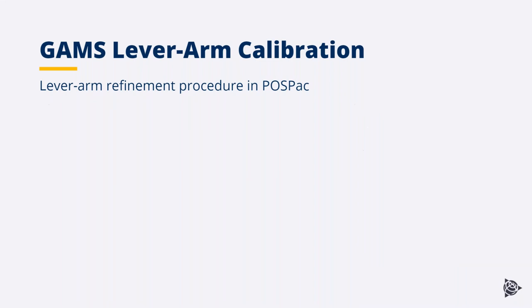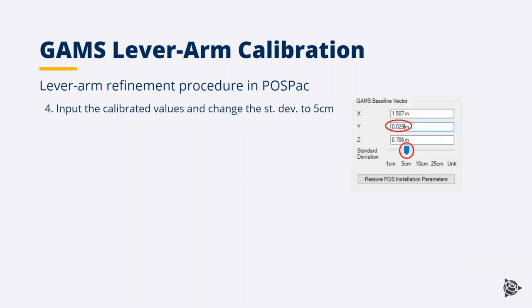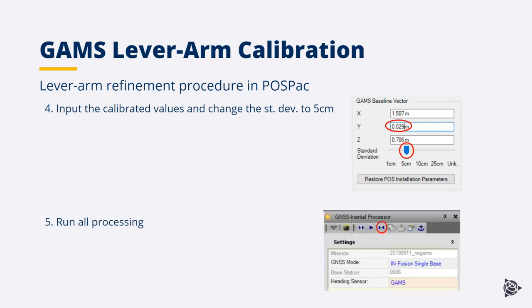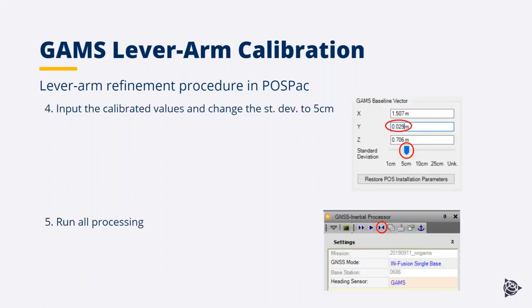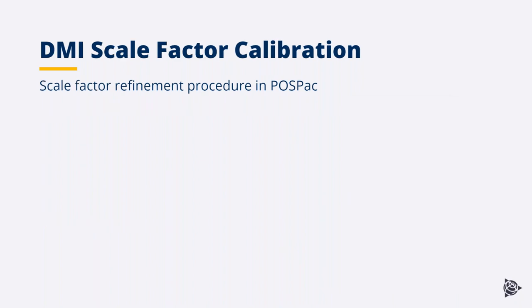Then we take this value, we go to the same menu again, and we input that value for the Y lever arm and change the slider to 5 centimeters. So now we tell POSPac that we trust these values. We usually say that leave this to 5 centimeters instead of 1 centimeter, so not to put too much weight on the GNSS. Then we can just run all processing and we will have a likely better solution. We can do the same for X and Z lever arms as well.